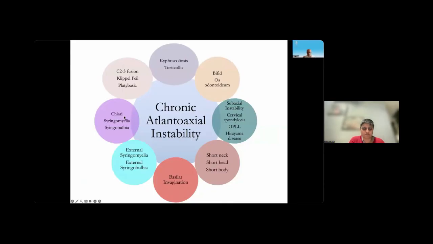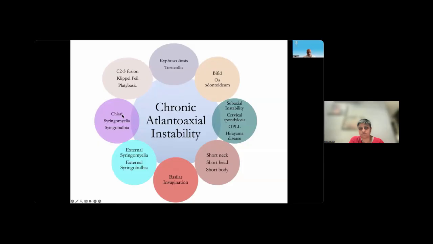So carefully look at this slide. Central or chronic instability is the cause of several. These are only very few mentioned here, but there are several more. Like Chiari malformation is due to instability. Syringomyelia is due to instability. Basilar invagination is due to instability. C2-3 fusion is a chronic, natural, protective, adaptive response to chronic instability.